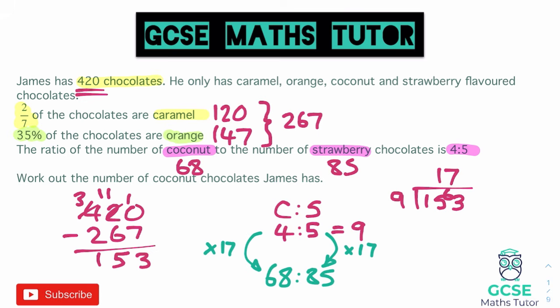Now the question did only say work out the number of coconut chocolates that James has, so for our final answer, we would say 68, as that was the amount of coconut that we had after we worked out that ratio. So there we go, there was a lot going on in that question. You had working out a fraction of an amount, a percentage of an amount, finding out what was left, and then sharing that in a ratio.